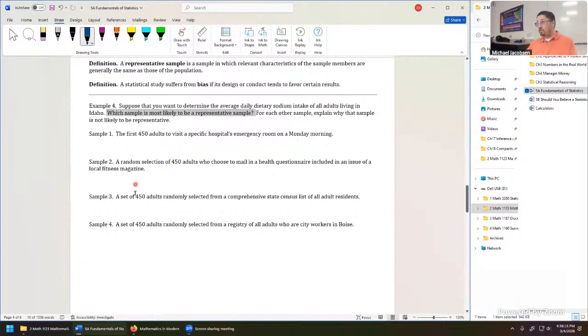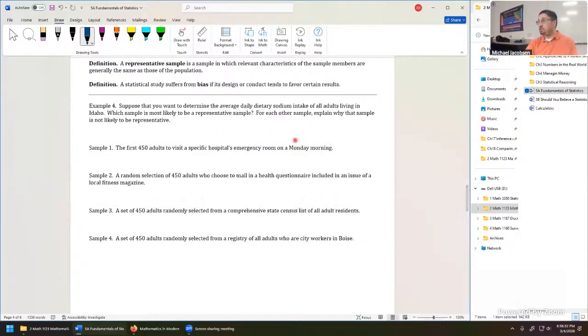We want a sample of size 450 adults. It turns out they're all of the same size. So for each other sample, explain why that sample is not likely to be representative of all Idahoans. Okay, so this is the problem so far. Let's just write into this, as we're thinking about it. The population is all adults living in Idaho, or all adult Idaho residents, I guess you could say differently.